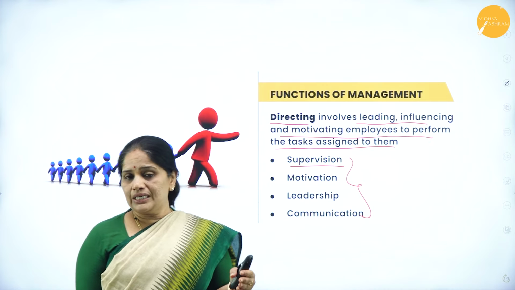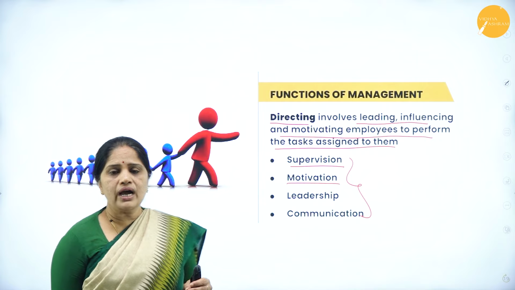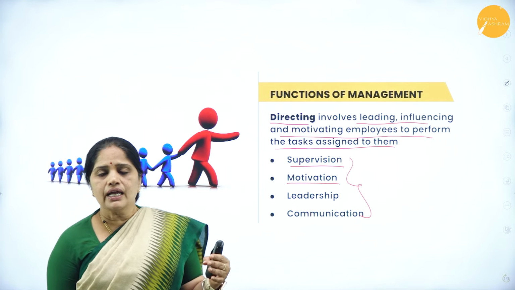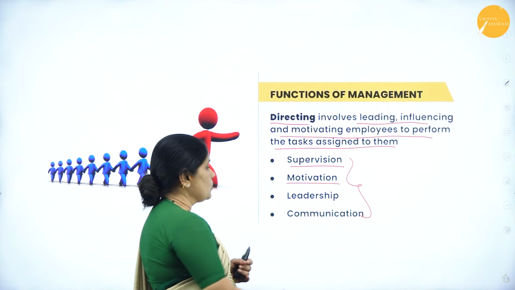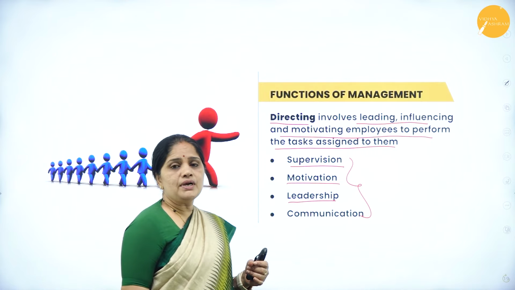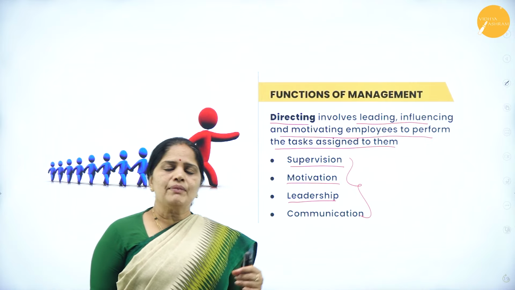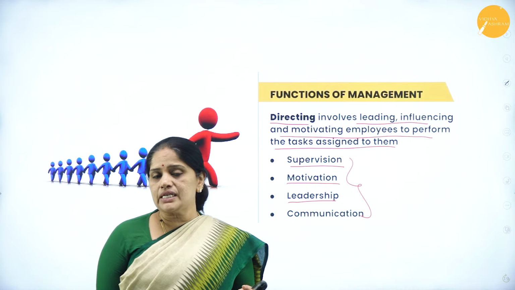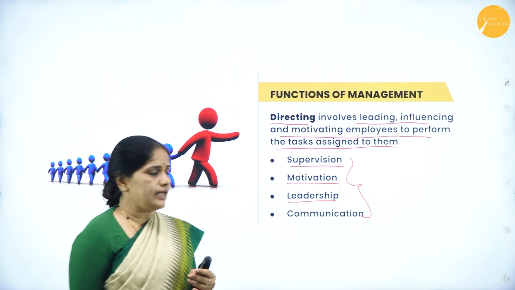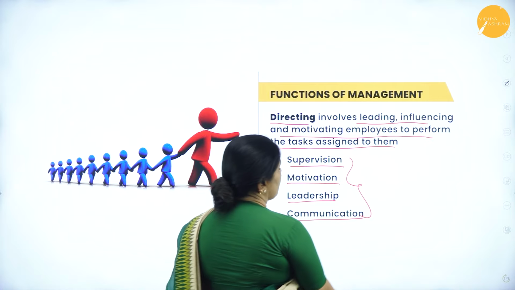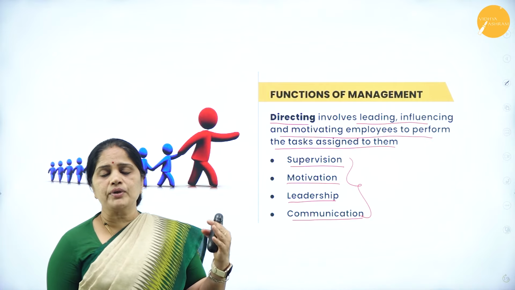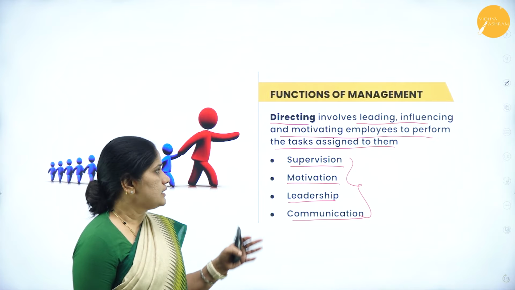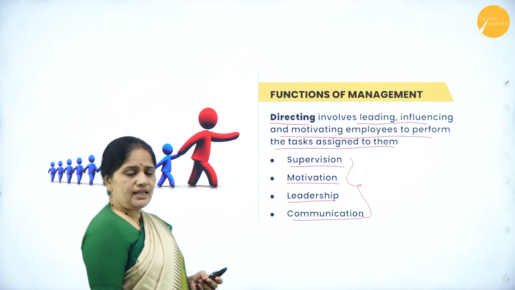Second one is motivation. Motivation means you have to encourage them to work. You have to keep them motivated in order to see that the organizational goals are achieved. Then the leadership. In the leadership qualities, the manager has to show his leadership qualities. He has to have an influence over his subordinates so that they obey him. And lastly, the communication. There should be a free flow of communication among all levels of the organization. All these are the elements of the directing function.